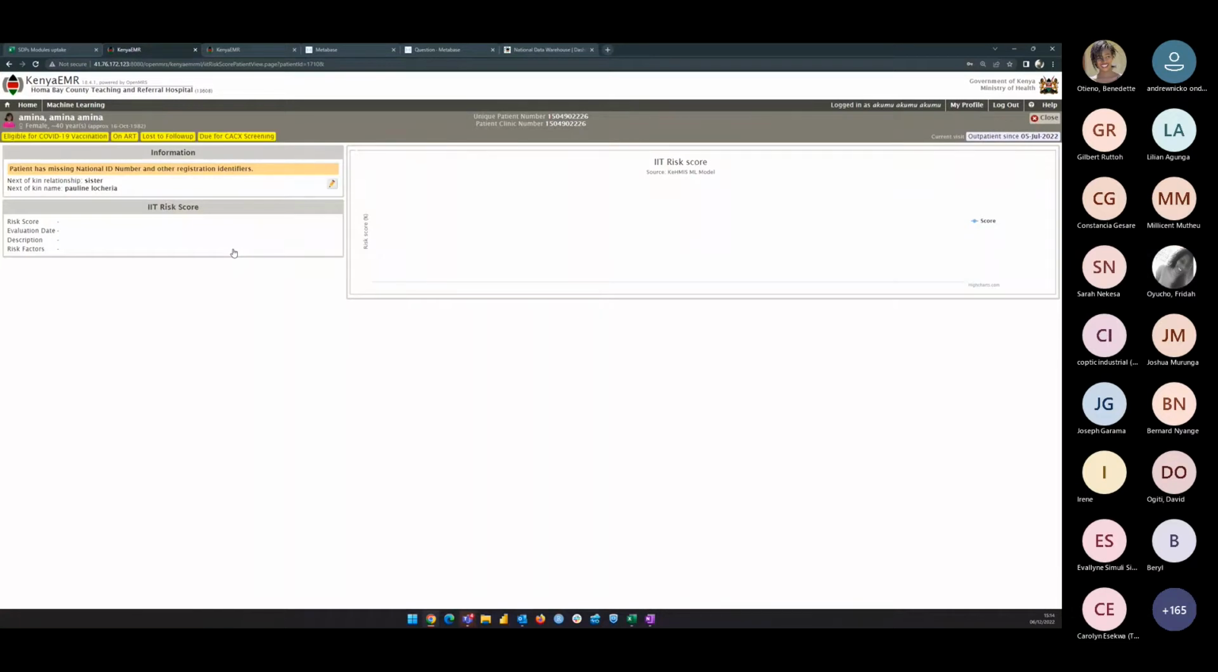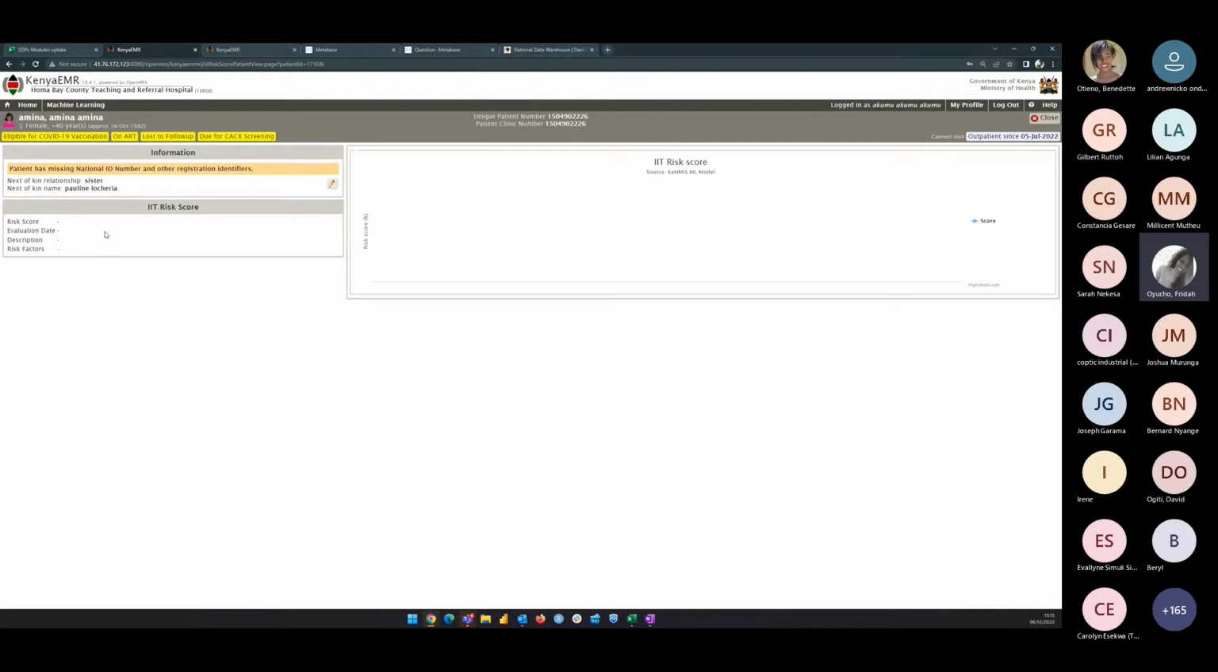Okay. Yeah, so I've explained about the IIT risk score for the individual patient. Again, you'll be able to see an alert here, like the rest of the alerts, telling you that this client is at IIT, is an IIT high risk client. Then we also have the IIT risk scores.